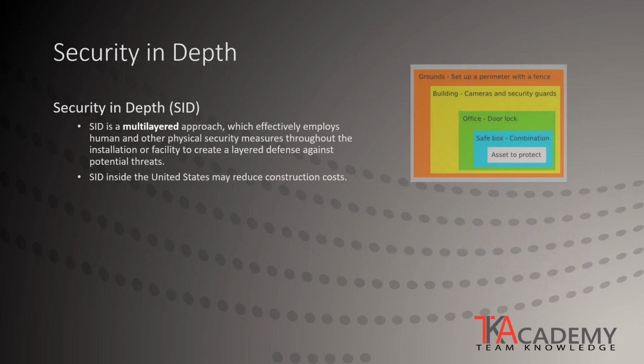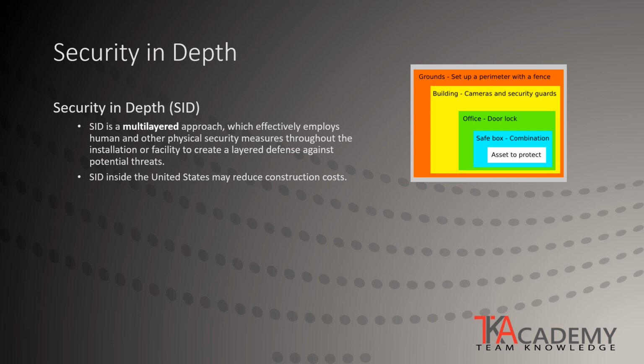Security in depth is an important concept in the protection of a SCIF and the information contained within. Security in depth is a multi-layer approach of physical security measures that surround a location to create layered defense against potential threats. Each layer is another opportunity to delay and detect potential threats trying to infiltrate the SCIF.